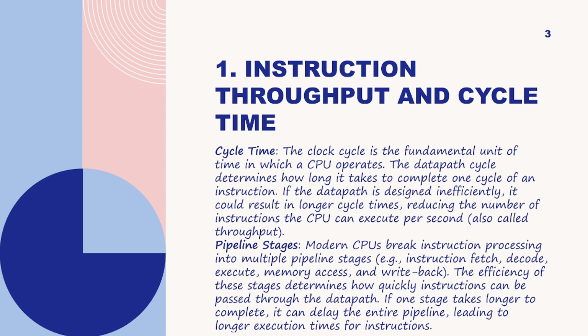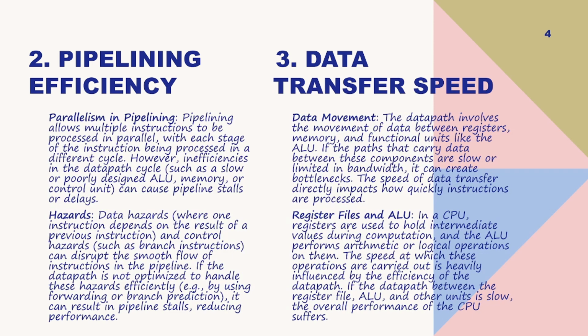You get it? So when it comes to pipelining efficiency, we've literally spoken about it. It allows multiple instructions to process in parallel. So that's basically what pipelining is all about. A slow or poorly designed ALU can cause the pipeline to stall.